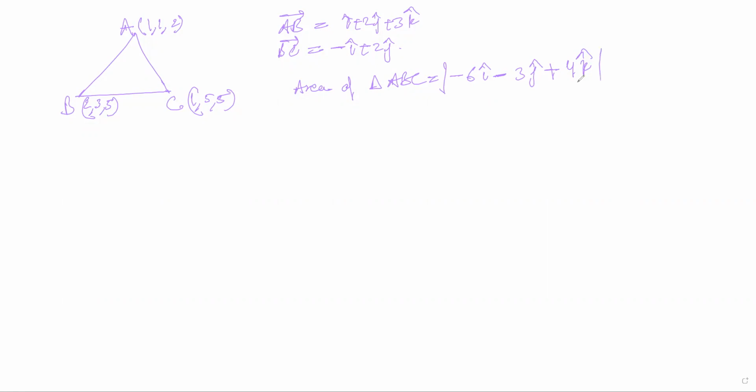So this has to be this, and the area would be the magnitude of it. It would be 36 plus 9, 45, plus 16 is 61.